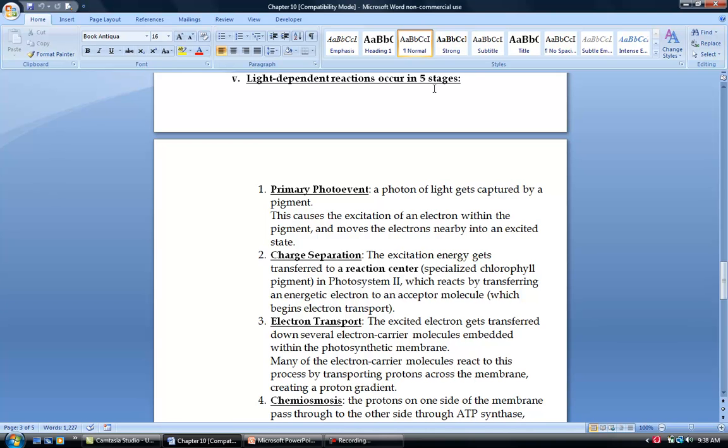So we need electrons and we need energy. Okay, so the first thing that's going to happen is what's called the primary photo event. So anytime you see the word photo, that means light. So we've got a photon of light getting captured by a pigment, and that's going to excite electrons and move electrons into an excited state.